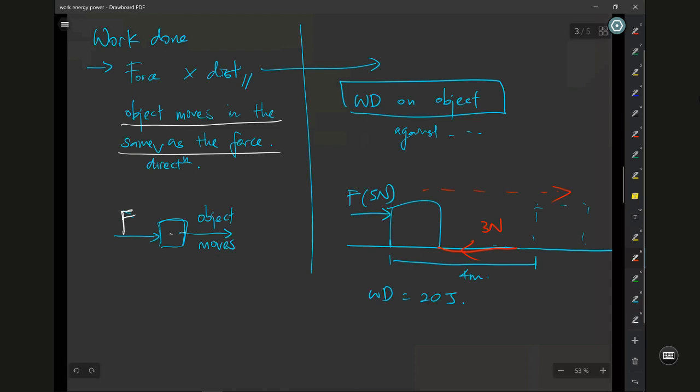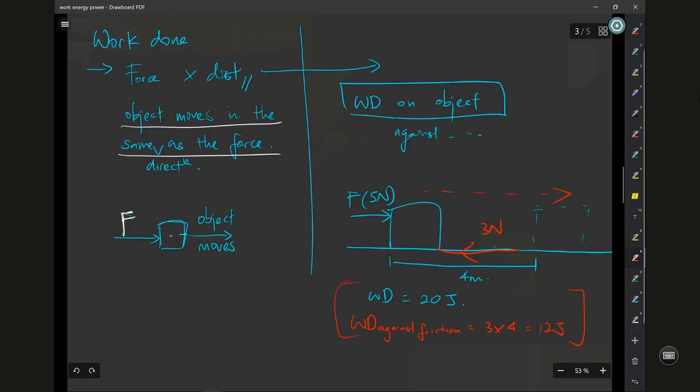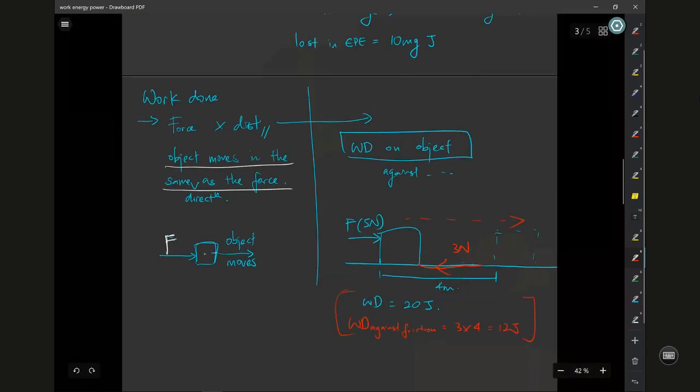So the work done against the box is work done against friction, because the box is going to do work against the friction. It is given by 3 times 4, which is 12 joules. Okay, can? So this is the idea of work done, which is fairly simple.